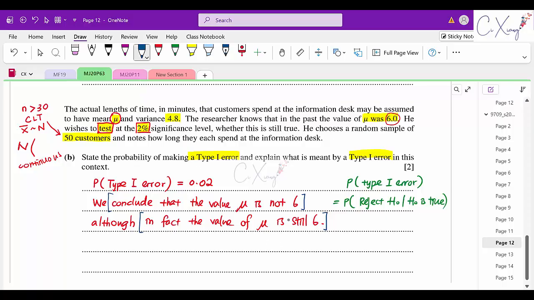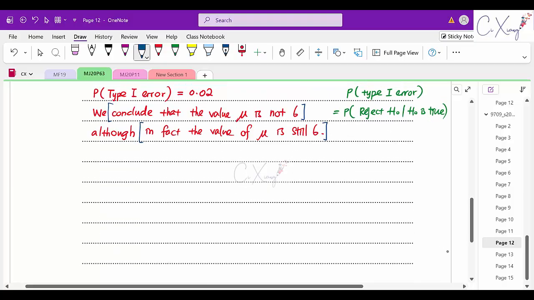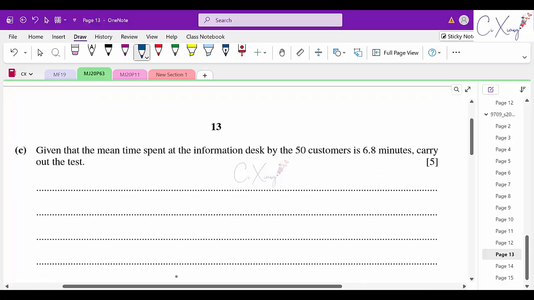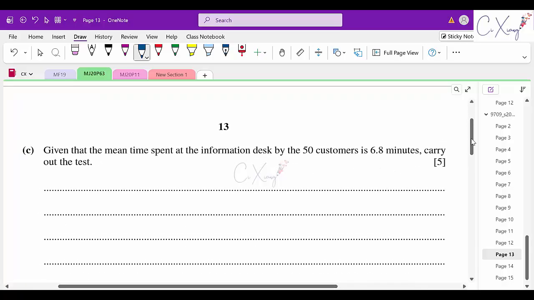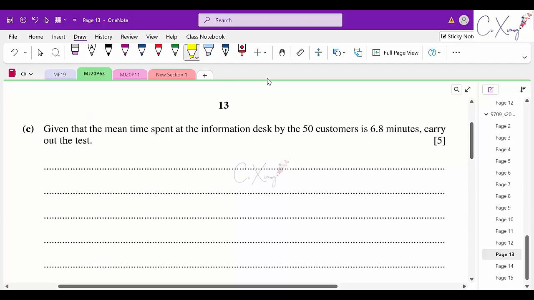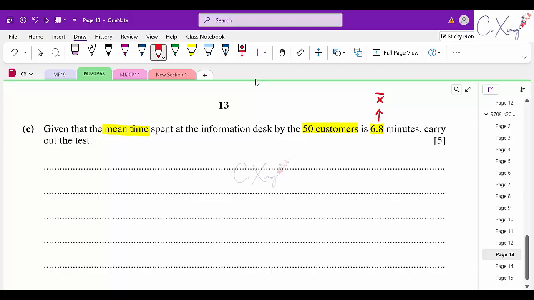All right, then after that, let's have a look at part C. Given that the mean time spent at the information desk by the 50 customers is 6.8 minutes, carry out the test. To carry out the test, we need all the important values here. They said 50 customers, the mean time spent is 6.8. So this 6.8 is basically referring to the value of the sample mean, because the mean is coming from these 50 customers, which is a smaller group.